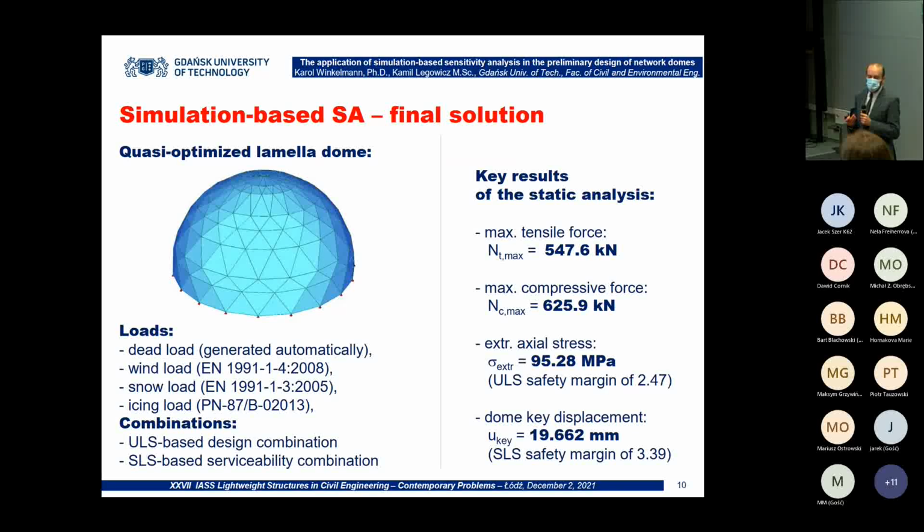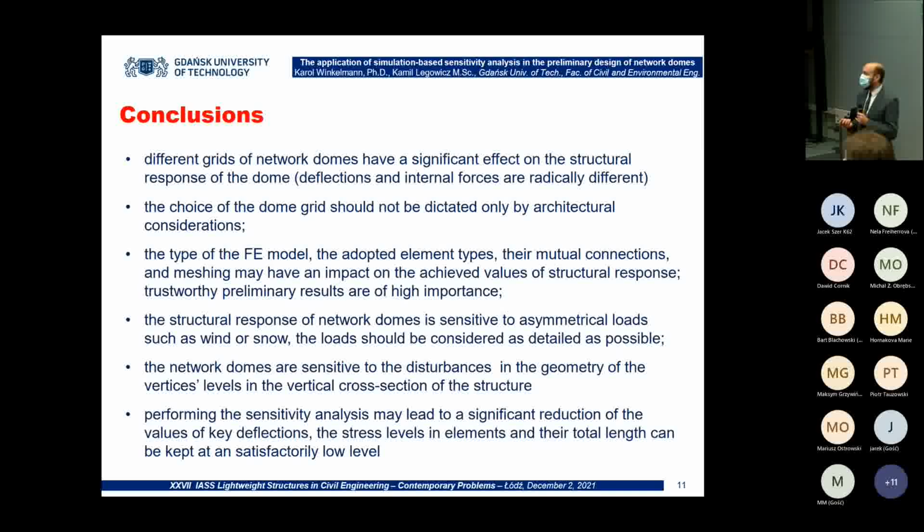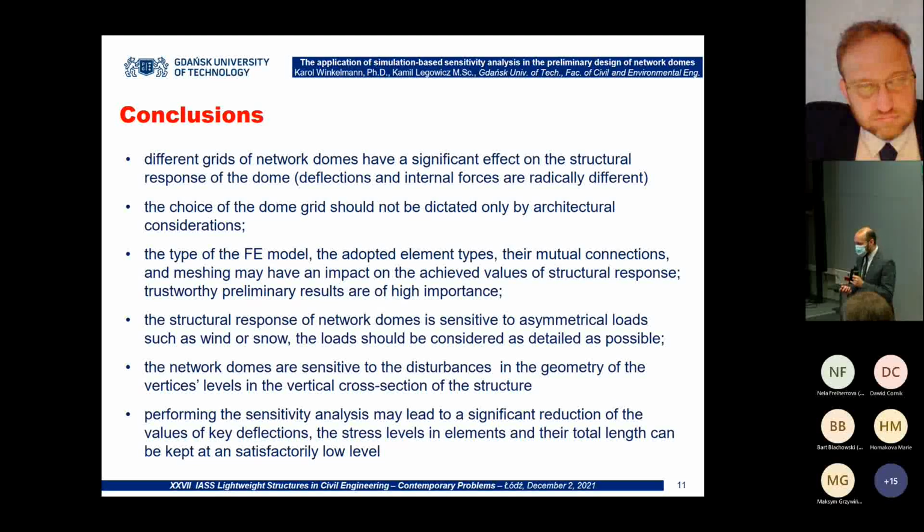So now we should take a look at the cross-sectional values and modify the cross-section in order to make the margins lower and to make the structure less money-consuming. As you can see, in conclusions, different grids have a significant effect on the structural response, so the choice should not only be made by architectural considerations. The type of the model itself matters, so having a trustworthy model is very important.